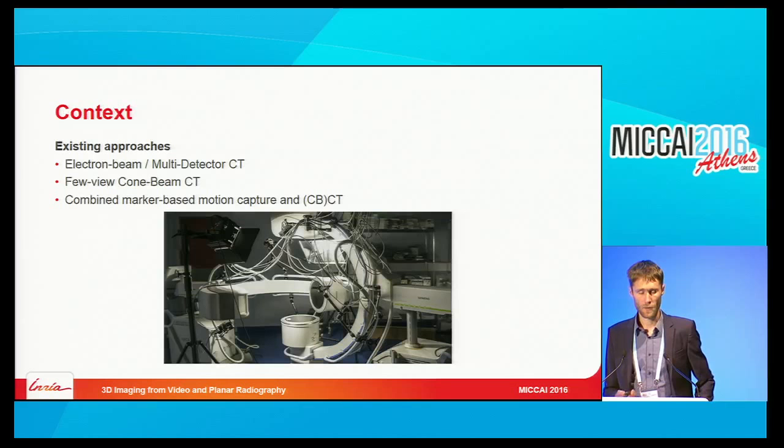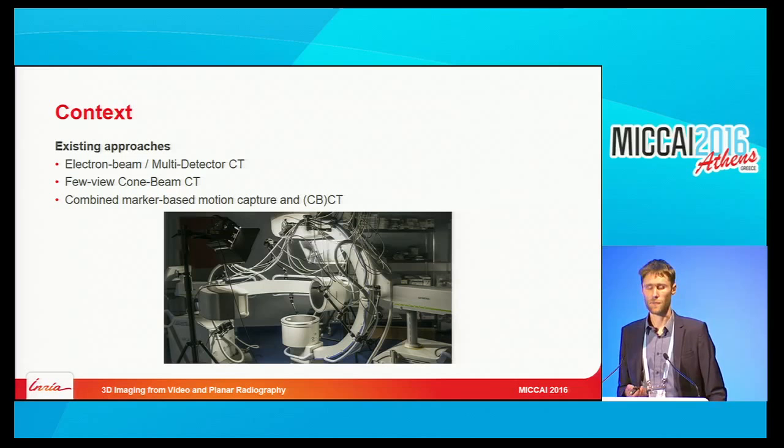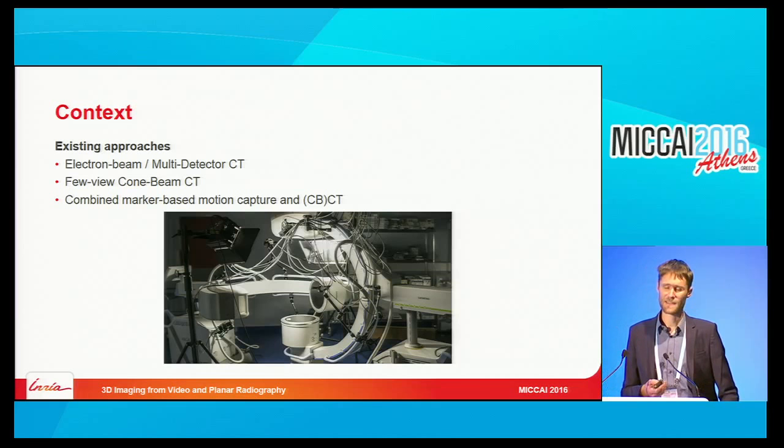So there are a number of existing techniques that go that way, like EBCT or MDCT. I think we follow more the direction of recent papers that combine marker-based motion capture with various forms of CT, except that we don't really want to use markers, first because markers are obtrusive, but also because we want to capture dense surface information and not only a discrete set of points.